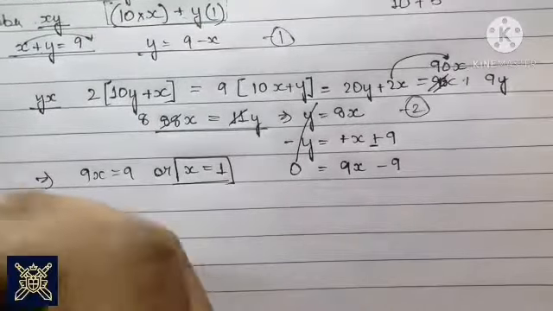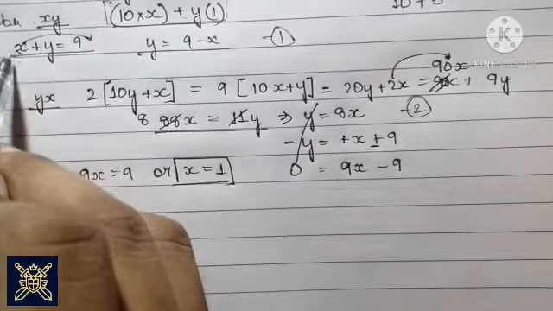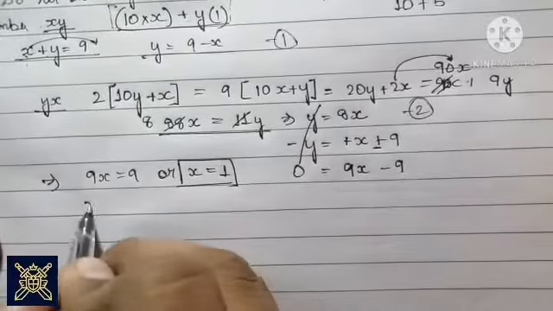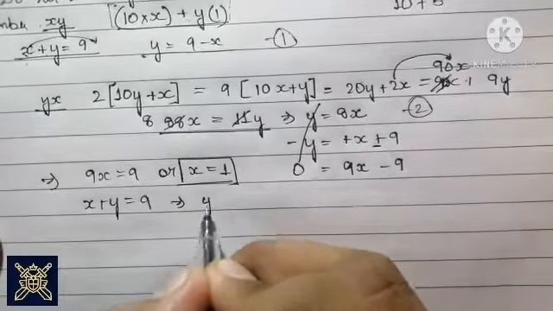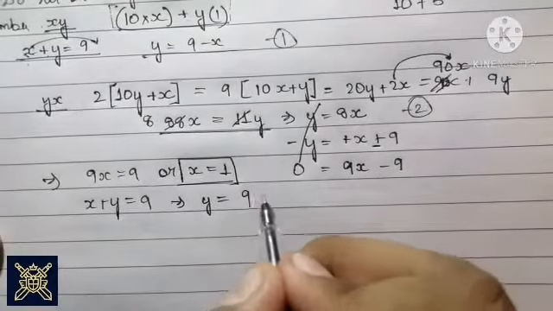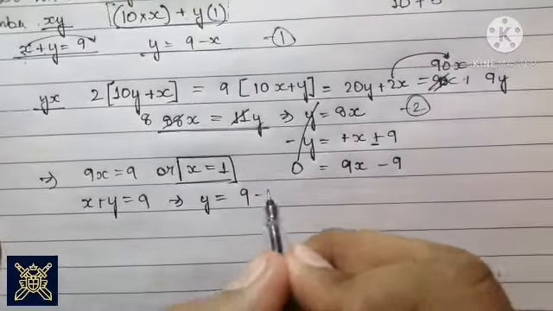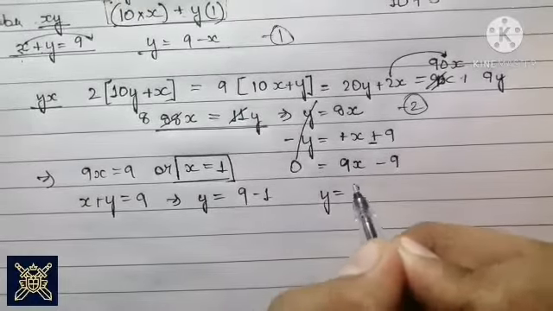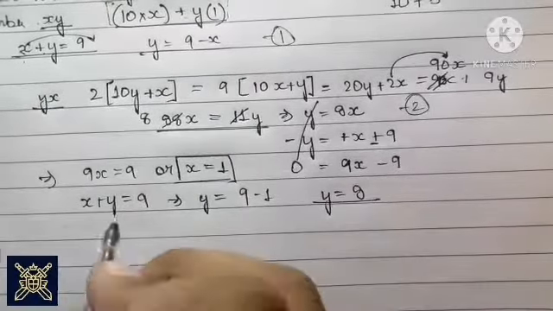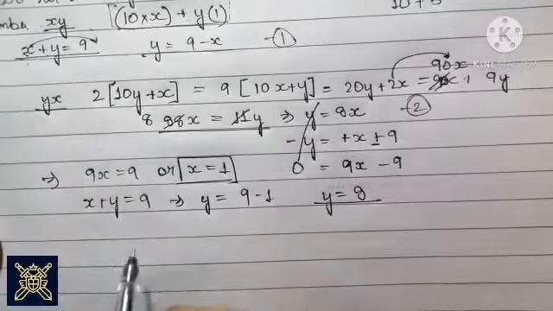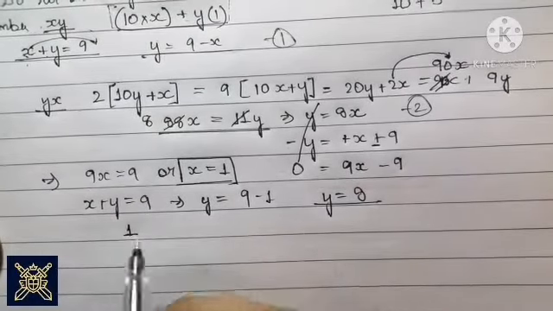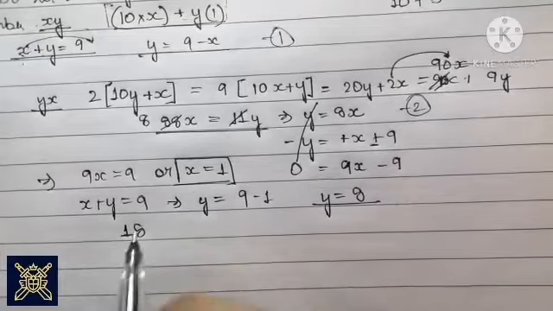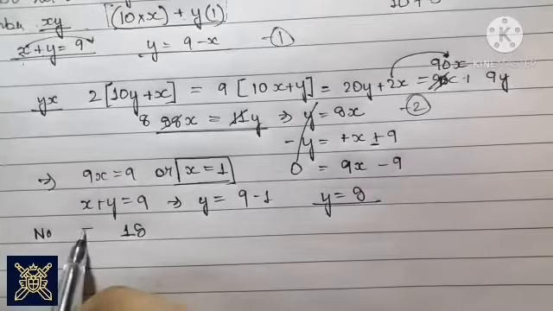Now since x is equal to 1, you can put the value of x in x plus y is equal to 9. This implies that y is equal to 9 minus x. X is 1, so 9 minus 1, y is equal to 8. So the number which we had, xy, is equal to first the value of x, that is 1, and the value of y, 8. So the number is equal to 18.